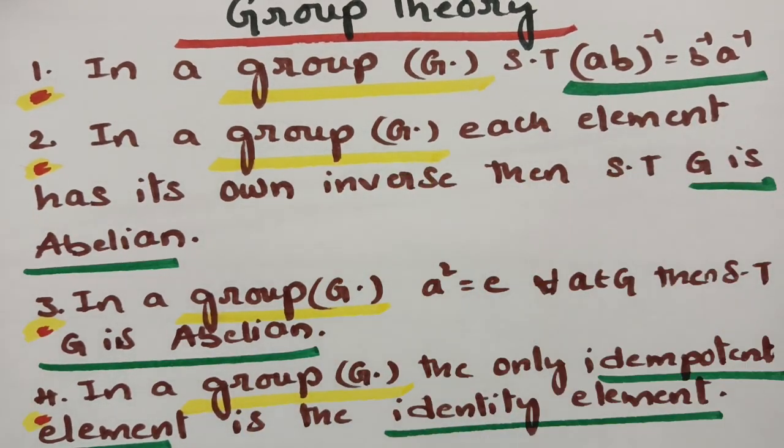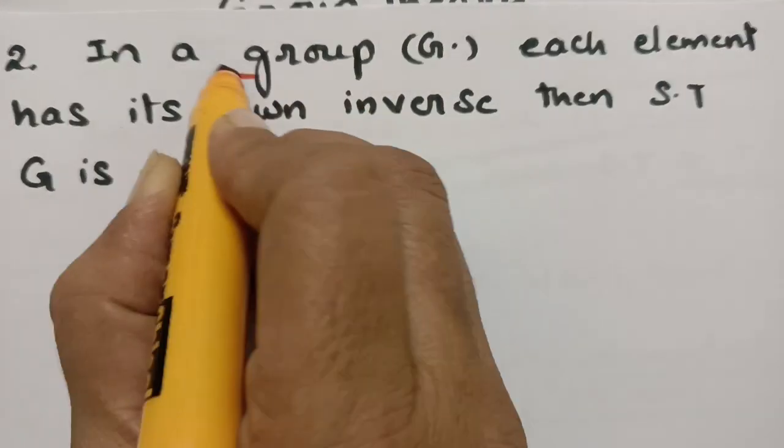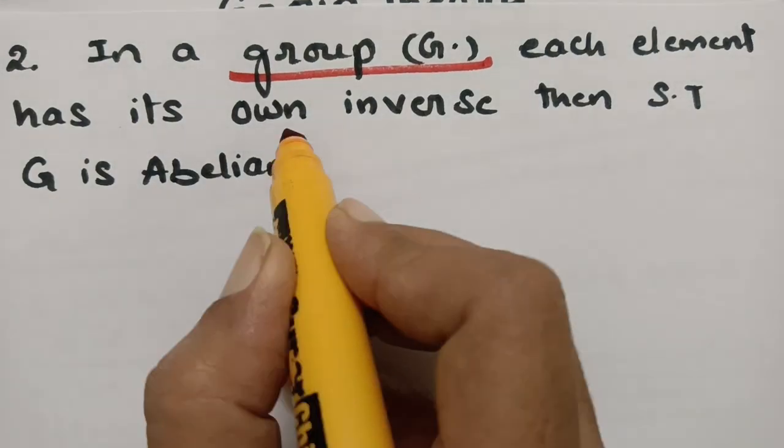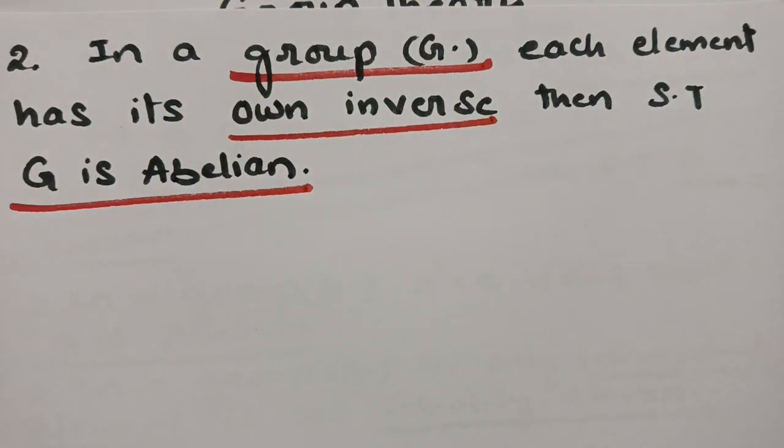The next question here, so this one is completed: in a group G, each element has its own inverse. Then we have to prove that G is abelian. So each element has its own inverse here. A has its own inverse, B has its own inverse, and here it is given that G dot is a group and each element has its own inverse, and we have to show that G is an abelian group.